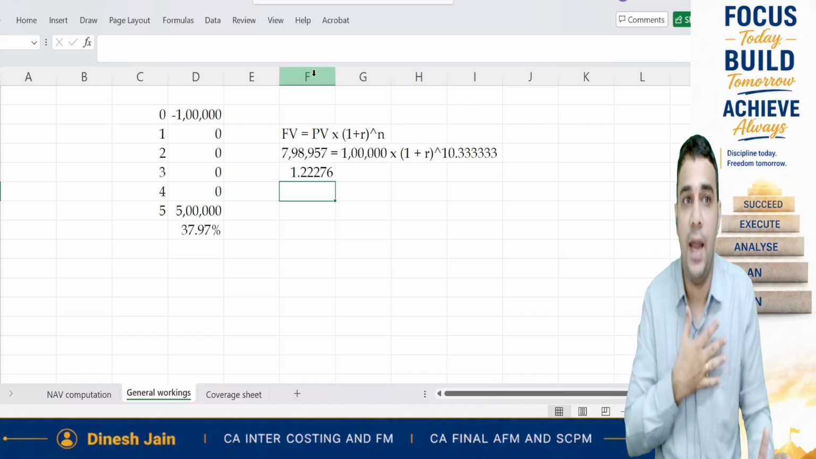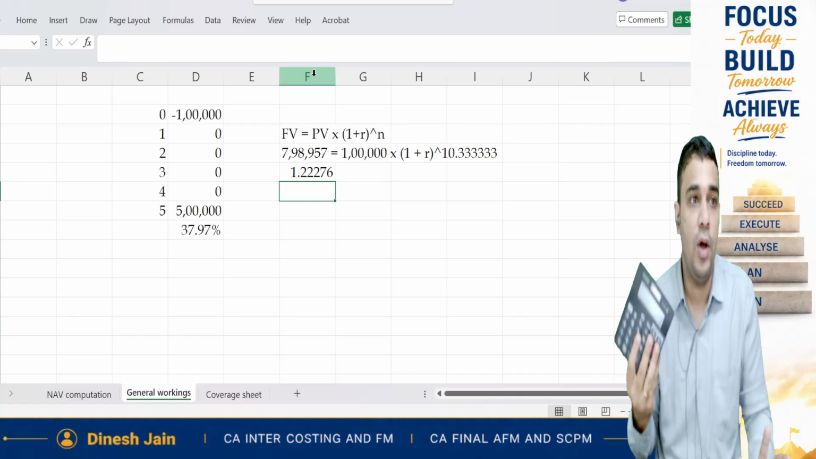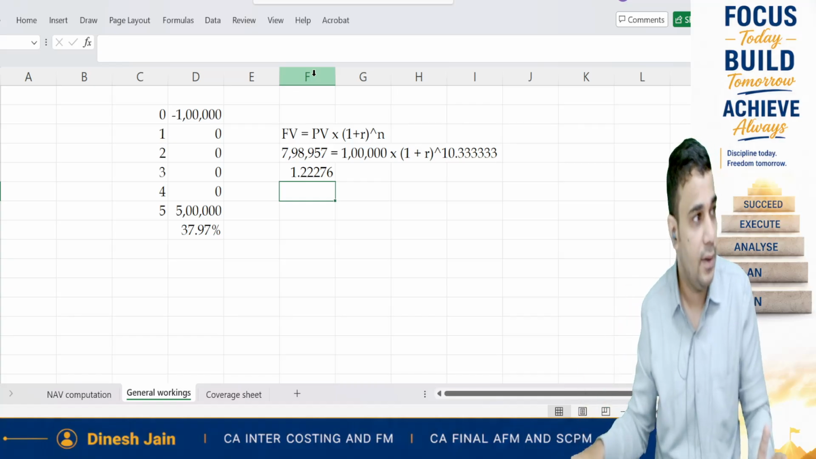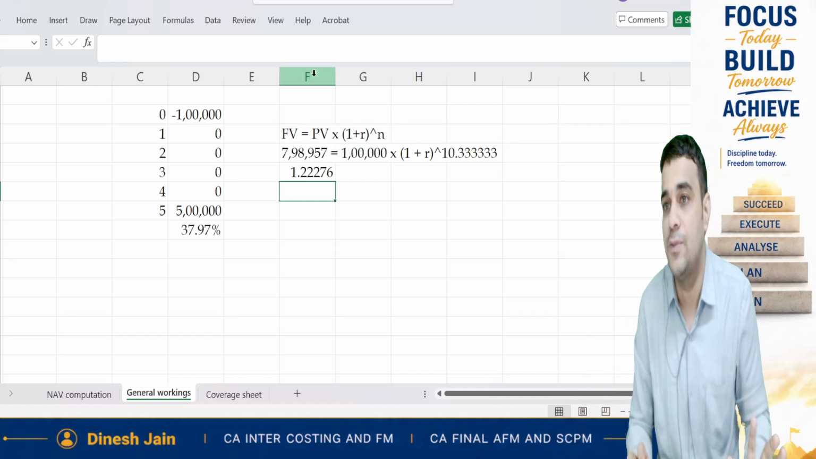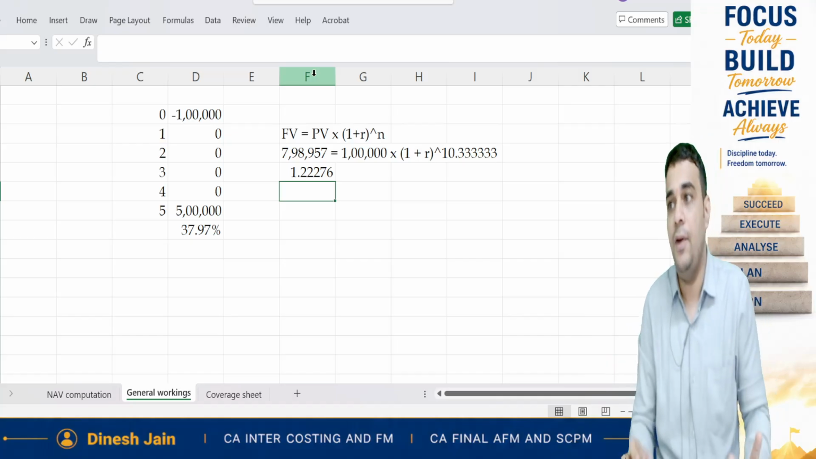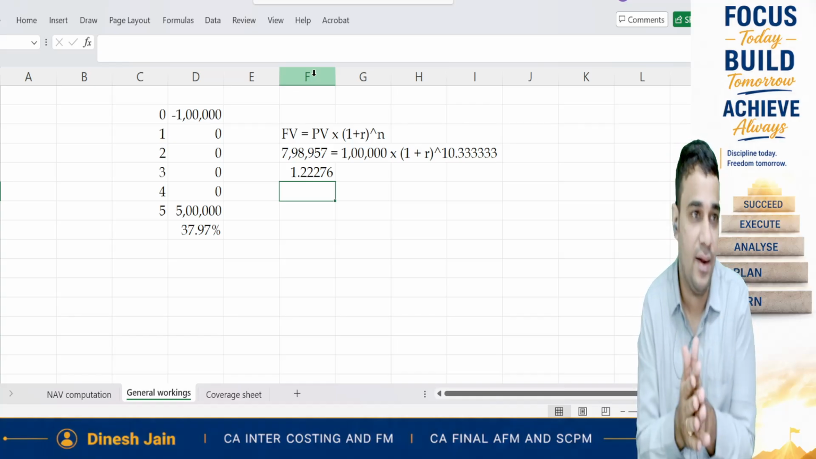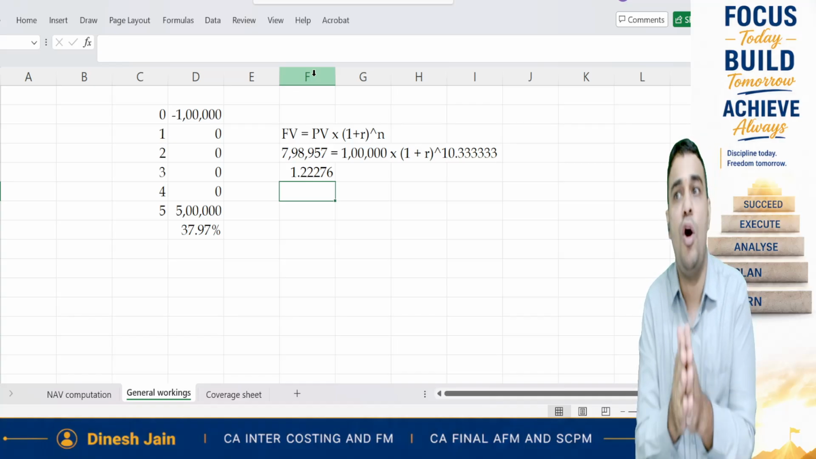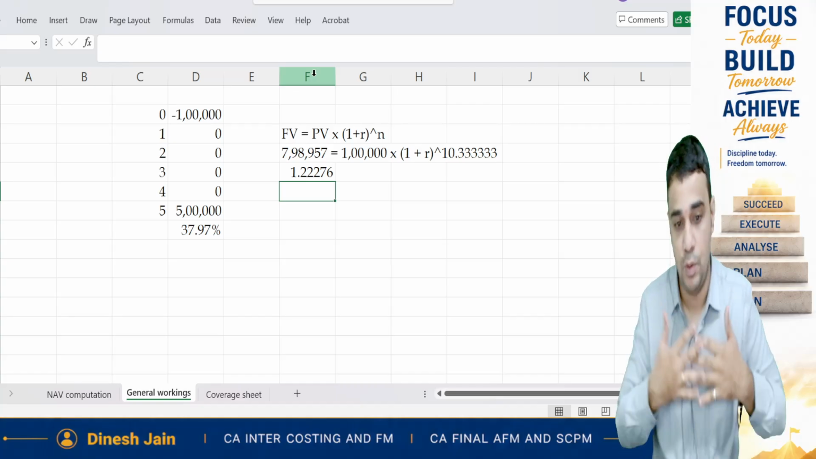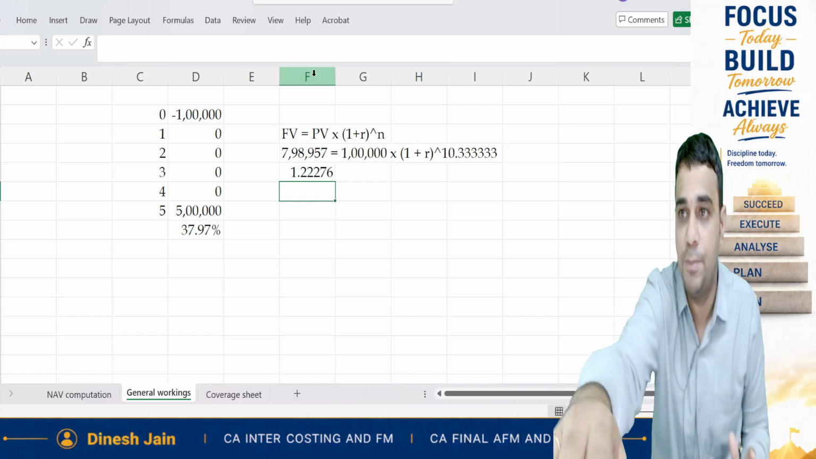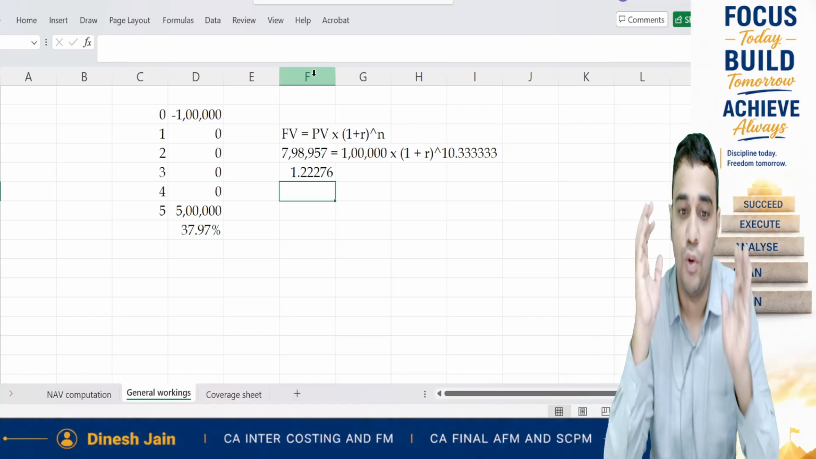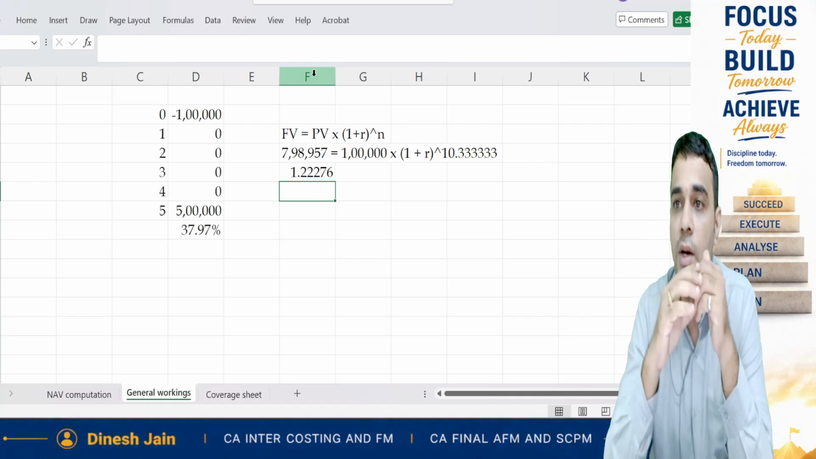In CFA and all, they allow a financial calculator. The calculator itself gives you the answer, which is what I want, because I am not going to try trial and error to get to the IRR. You give me all possible tools. The only thing you can ask me is, do I know the concept or not? The concept is known, and we do it.